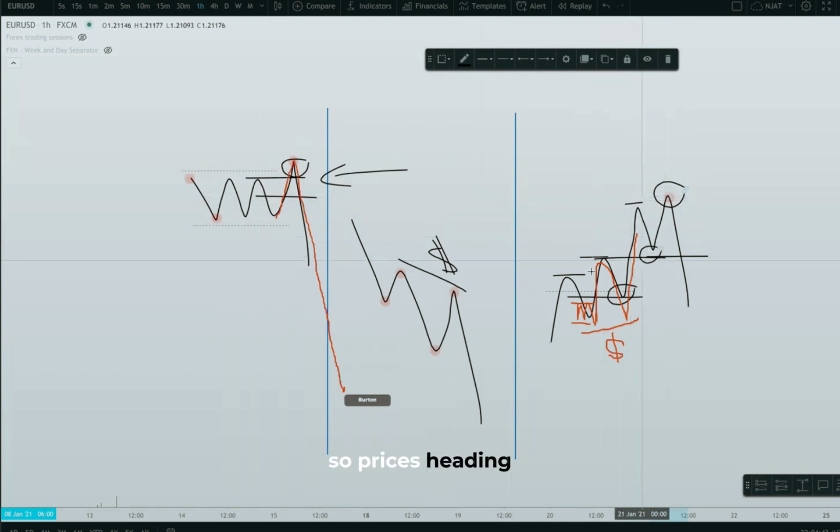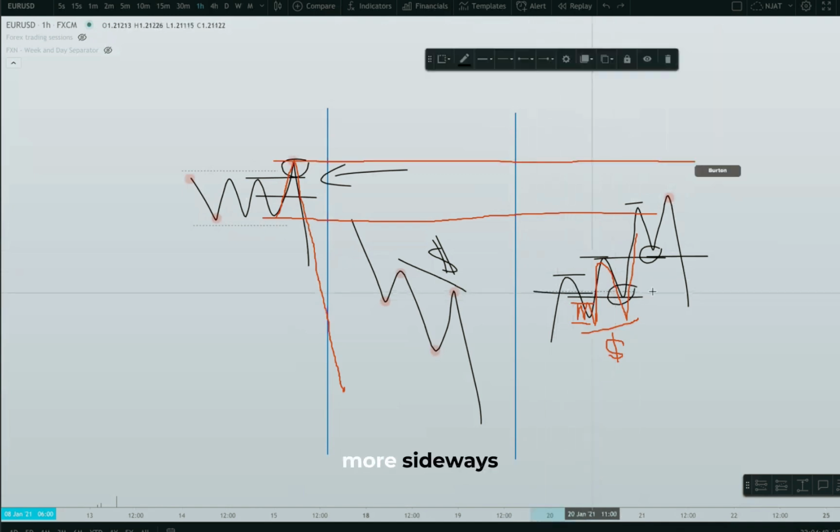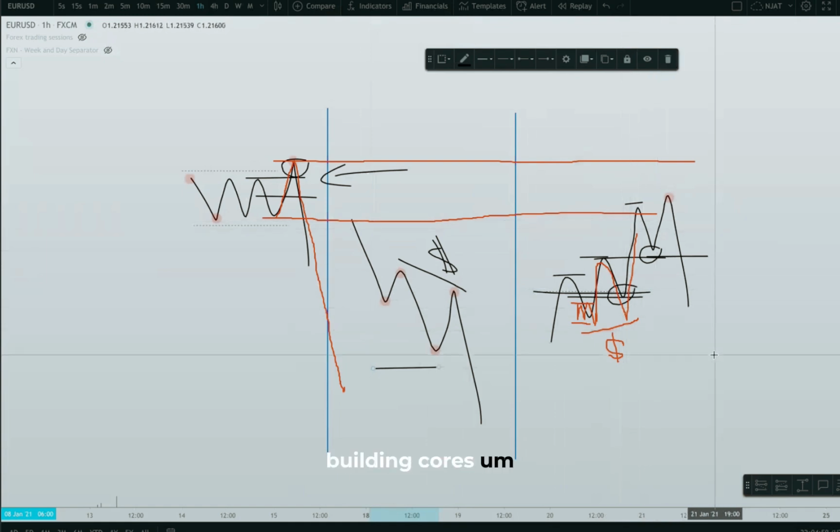Prices heading up, as we see in this price delivery, is quite corrective. Notice how price is more sideways as we're delivering up. Here we see very aggressive. Here we see more sideways delivery. Again, we understand that to be building liquidity, building cause to support lower prices.